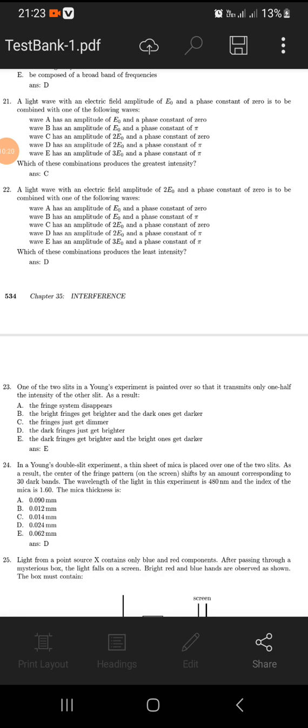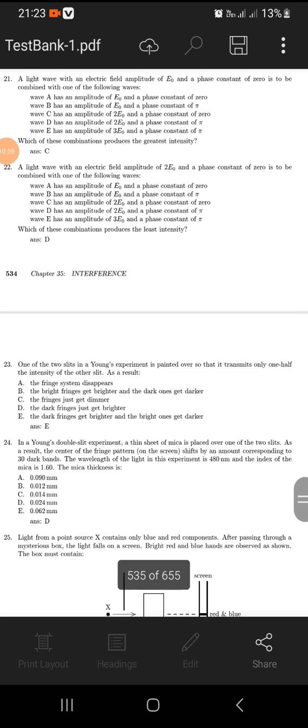A light wave with an electric field amplitude of 2 E0 and a phase constant of 0 is to be combined with one of the following waves. The answer is D, amplitude of 2 E0 and a phase constant of pi. Now it's not going to be 0, it's going to be pi. When does it become pi? It becomes pi when you multiply 2 times E.